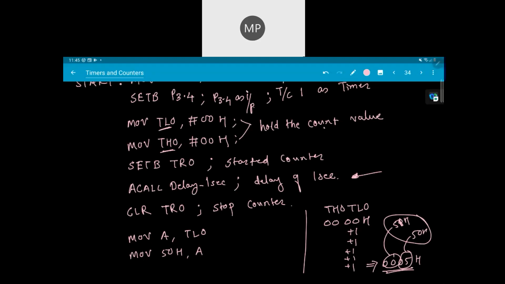But it is better to save the value at some memory because we need to access both the registers, that is TL0 and TH0. ठीक है, तो इस 50 पे और 51 ये जो मेमोरी लोकेशन है उस पे हमारा फ्रीक्वेंसी वेव का कितना है ये स्टोर रहेगा, right? So this is the program which can be used to calculate the frequency of an input signal applied to pin 3.4.